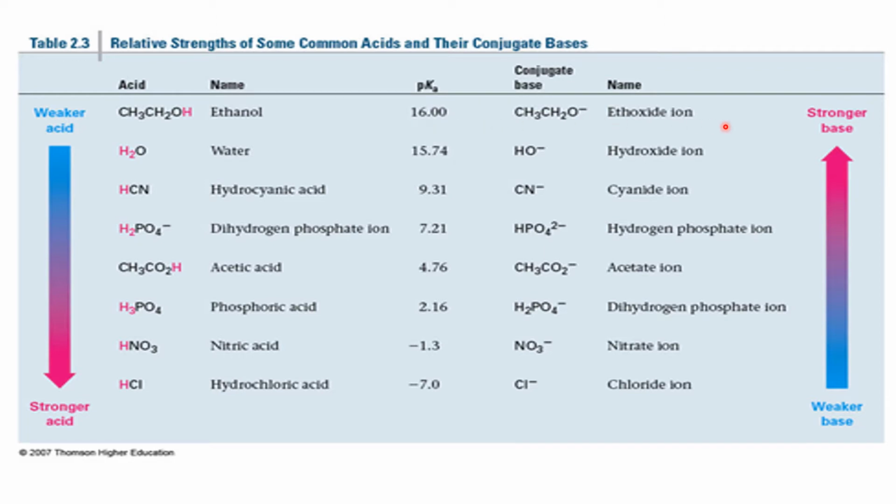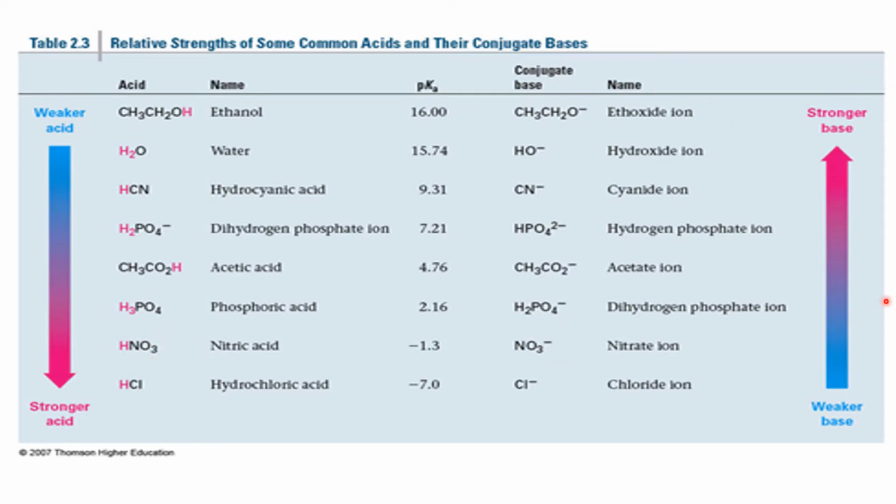Then we move to the rightmost side. This is now about the conjugate base of the acids. Remember the definition of conjugate base? This is what is left behind when a proton is removed from the acid. So if we remove this proton from ethanol, you obtain this, the conjugate base of ethanol. This is called ethoxide. So these are all the conjugate bases of the acids on the left side.